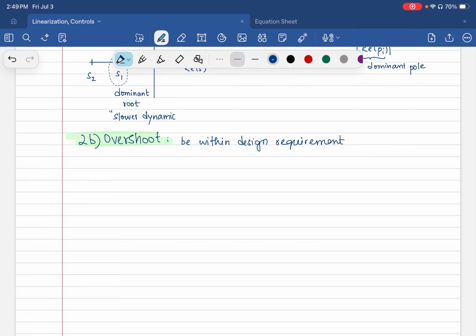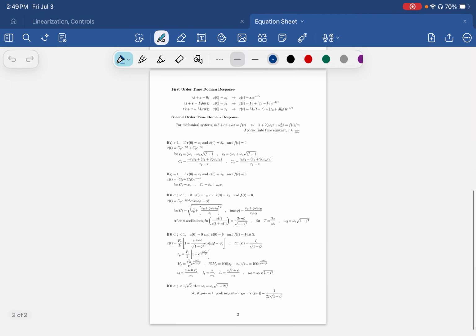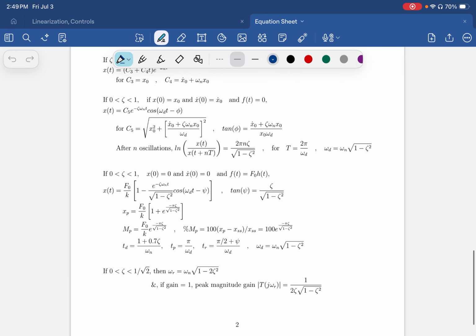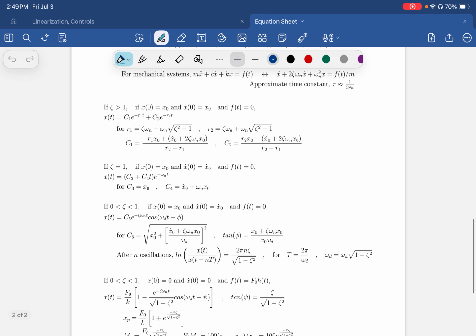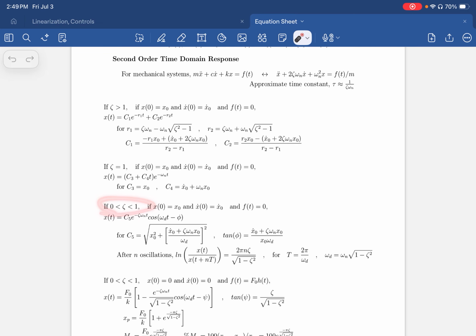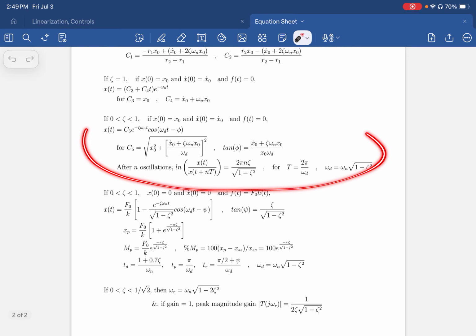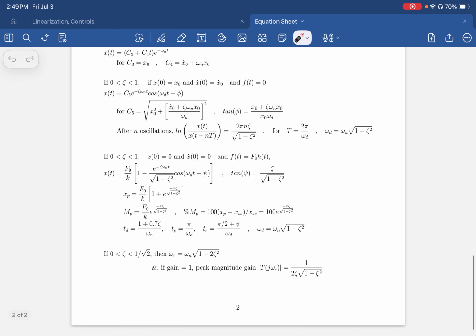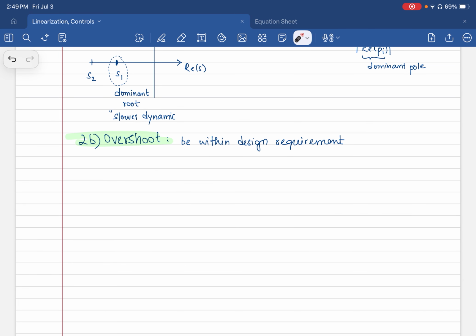Do you remember the equation for overshoot? You don't have to. The equation sheet provides that to you. So you're looking for the case where it's underdamped, which means you're looking for this. And this here is the case of free response. Now we're looking at the case with the force input. What is the percentage overshoot? It's basically given here as 100 e raised to minus pi zeta over root of 1 minus zeta squared. So that is your percentage overshoot.